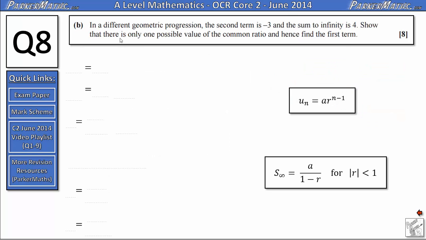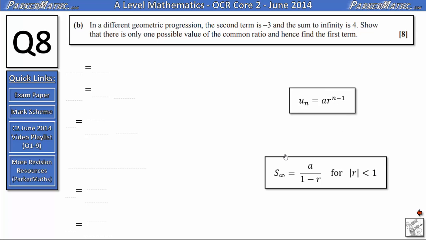Part B says that in a different geometric progression, the second term is negative 3 and the sum to infinity is 4. Show that there is only one possible value of the common ratio and hence find the first term. So here I've got my formula for the nth term of a geometric progression, and here I've got my formula for the sum to infinity of a geometric progression, both given in the formula book. Notice here, we're going to use this later, that to use this formula, the absolute value for r must be less than 1. That means r must be between negative 1 and 1.